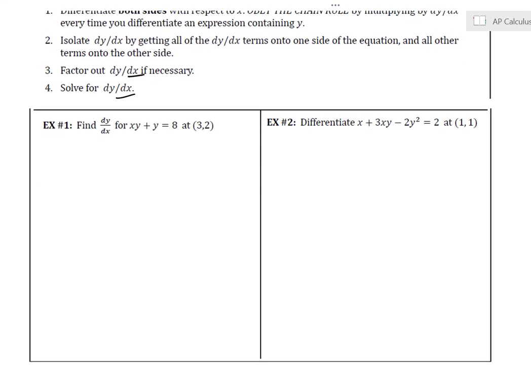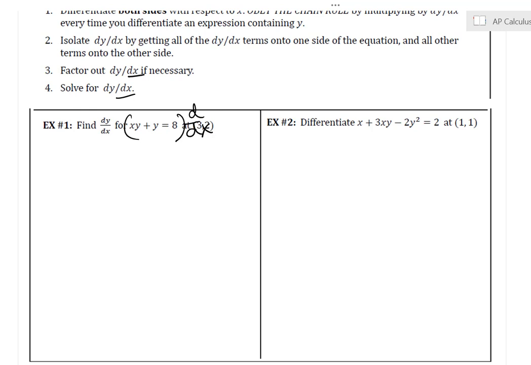So here's our first example. It says find dy over dx for xy plus y equals 8. Now normally, if you didn't want to use implicit differentiation, you would probably try to get all your y's on one side. But I kind of see that this is going to be complicated. So instead of doing that, let's just implicitly differentiate. So I'm going to say over here, we are going to be differentiating in terms of x.